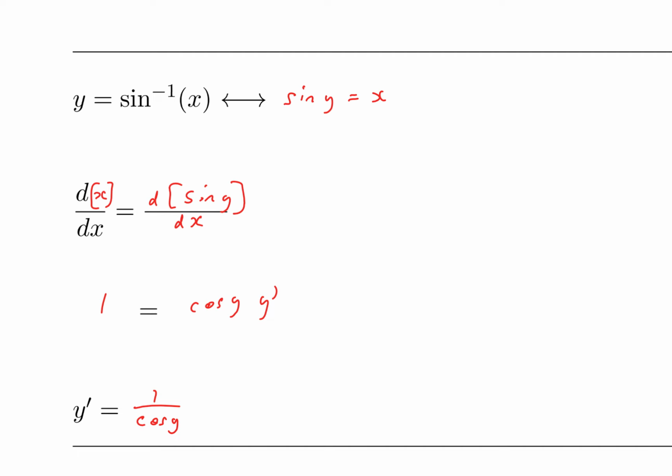Now we want to get y prime in terms of x. Fortunately, we have a way around this with the Pythagorean identity. And so don't forget, this is the Pythagorean identity, cosine squared y plus sine squared y equals 1. And so we want to get this in terms of sine, because if we get it in terms of sine, we'll have everything in terms of x. So we have cosine y equals the square root of 1 minus sine squared y. And usually that would be positive or negative, but we're just going to take the positive sign.